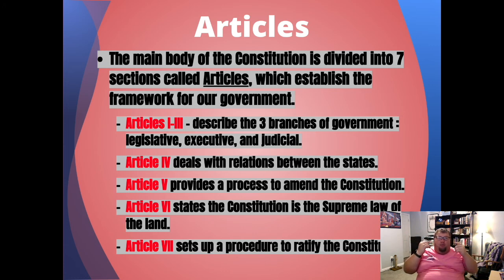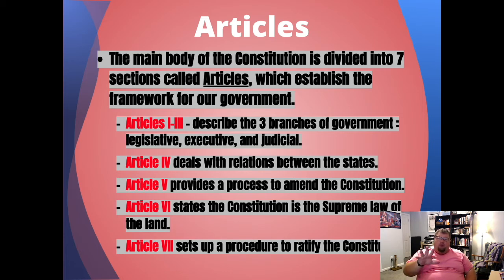Okay, and so like it says, the preamble is that opening statement, and so we get into the articles, and the articles are broken into 7 different parts, and these are the main body of the Constitution. The articles are more like sections, and these are the framework of how our government's going to work. And so Articles 1, 2, and 3 describe the 3 branches: the legislative branch in Article 1, executive branch in Article 2, and judicial branch in Article 3.